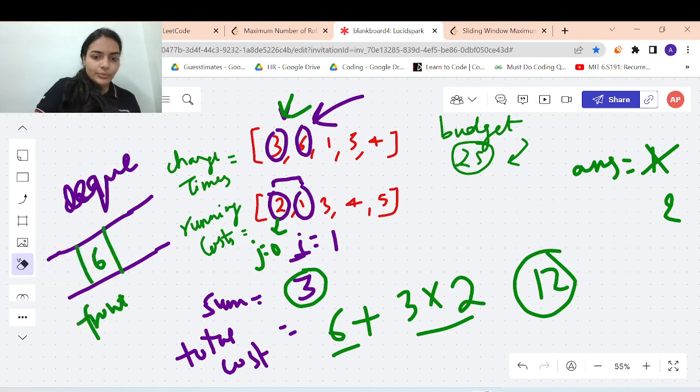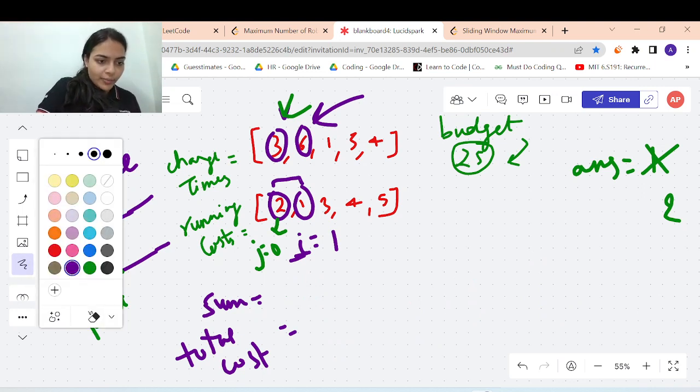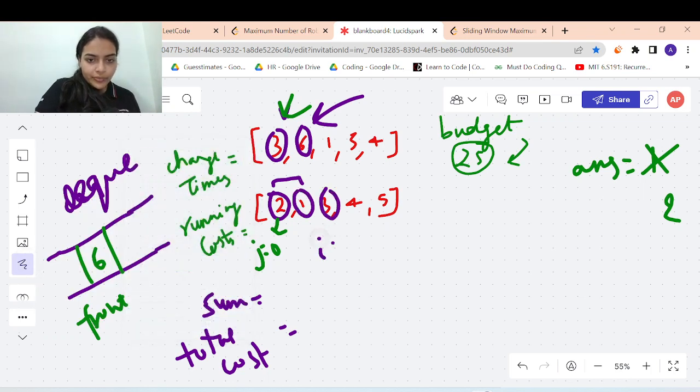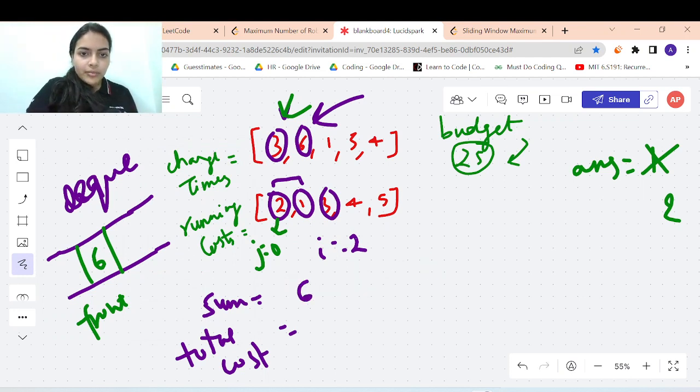Now let us continue. So next, we are going to change our i pointer. So i will become equal to 2. Your sum was initially 3. 3 plus 3, the new sum will become equal to 6. So now among these 3 elements you have to find the maximum.